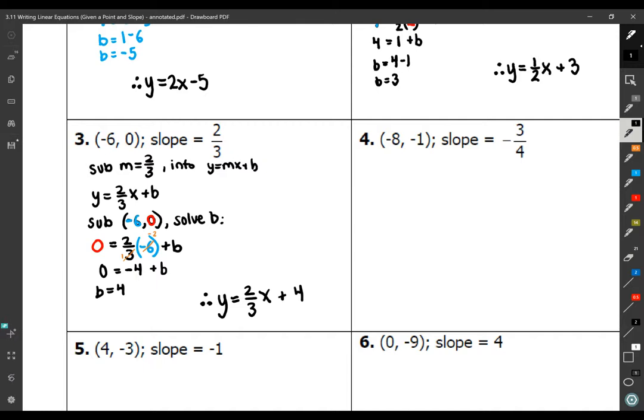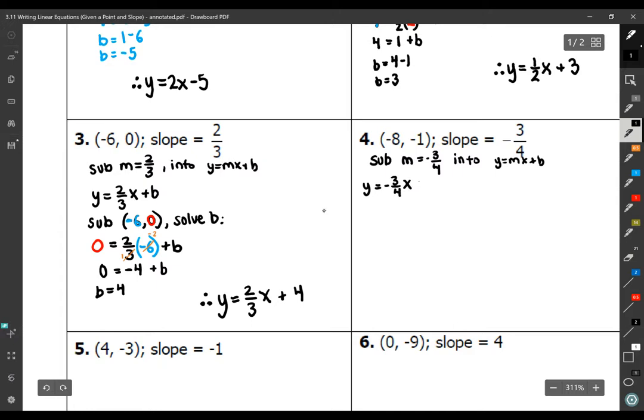Okay, some more. Here we have a negative slope. So let's see if that affects how we do anything. Okay, so we're going to sub m is equal to negative 3 over 4 into our equation, into y equals mx plus b. So we get y is equal to negative 3 over 4 times x plus b. Now we're going to substitute in our point, negative 8, comma negative 1, and we're going to solve for our y-intercept. Okay?